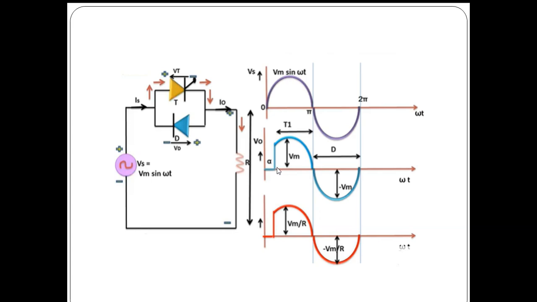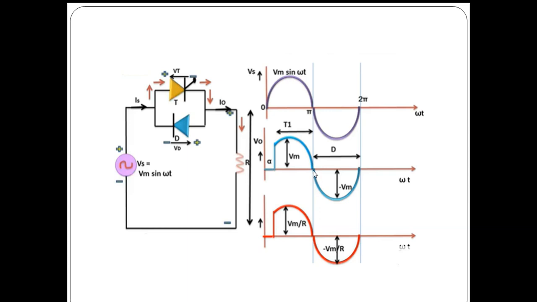At instant alpha, we apply a firing pulse to thyristor T. Then the current flows from the supply source through thyristor T and the load resistance R, and goes back to the supply source. Once the thyristor is in conduction, due to the application of the delay angle firing pulse at alpha, the output voltage V naught follows the input voltage because of the conduction of thyristor T1.